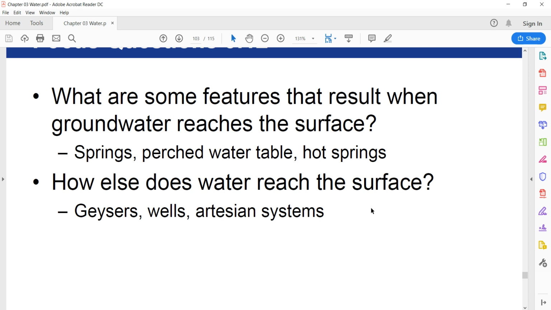So this is once again the review. What are some features that result when groundwater reaches the surface? Springs, perched water table, and hot springs. How else does water reach the surface? Geysers, wells, artesian systems.